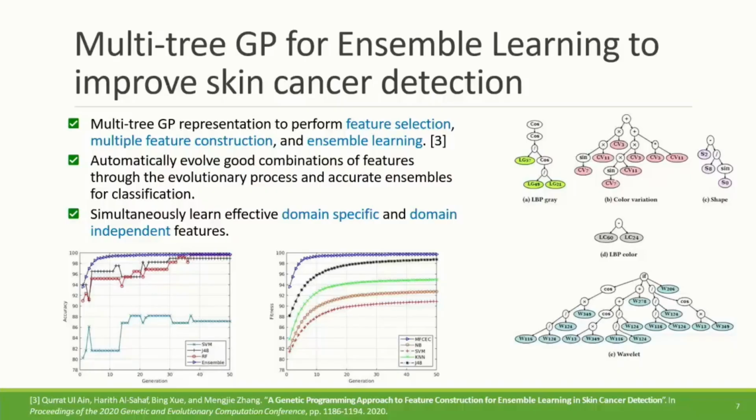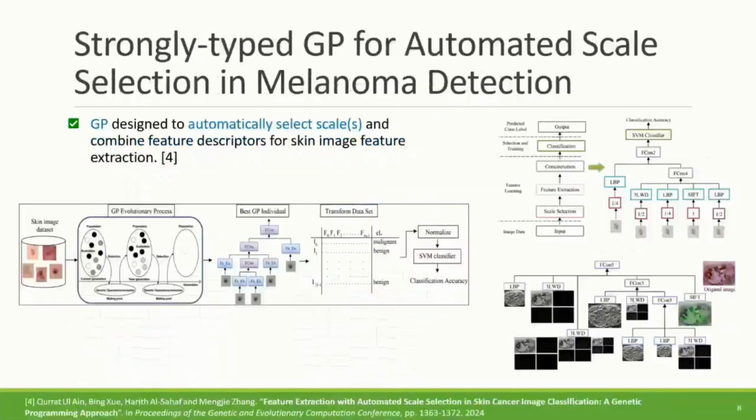This is another work where we have used multi-tree GP to do different things: feature selection, multiple feature construction, and also ensemble model generation. We have developed, so one solution has these 5 evolved trees. I cannot go into the details of them.